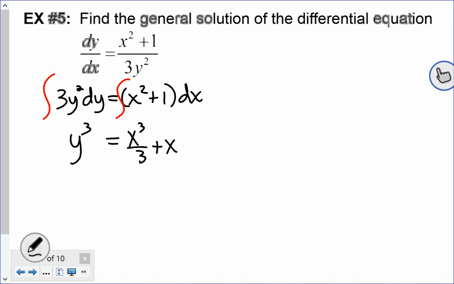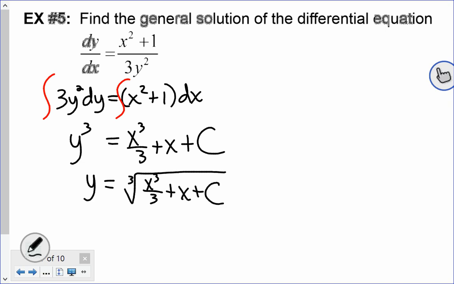And I want to know what y is, not what y cubed is, so I cube root both sides. There's no plus or minus when you do cube roots. That's for even roots or square roots, and I don't have that. I have a cube root, and there's my answer. So my c is just inside there, and that's okay.